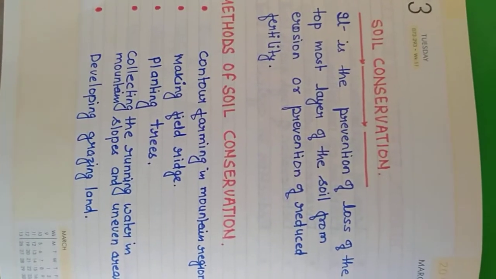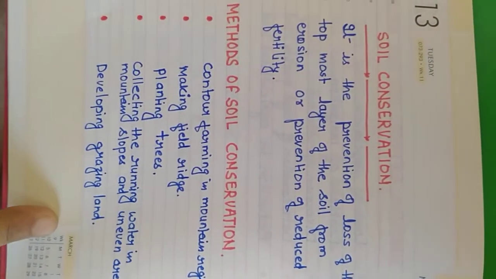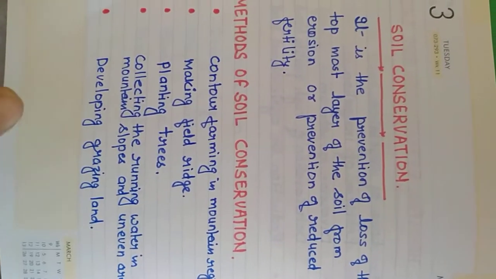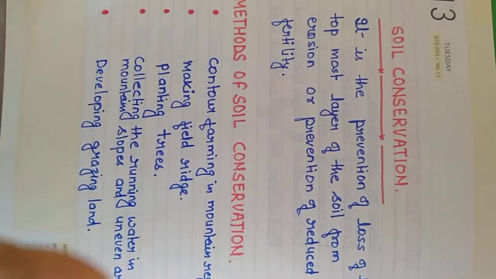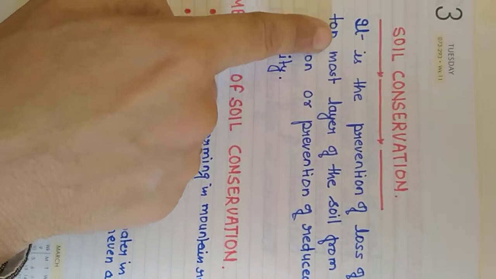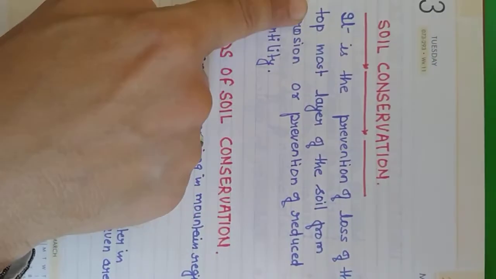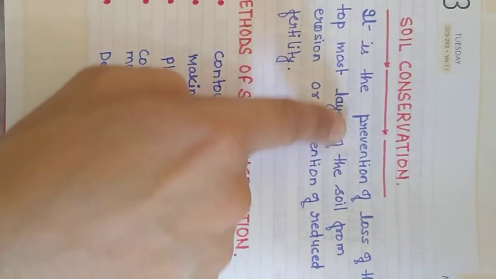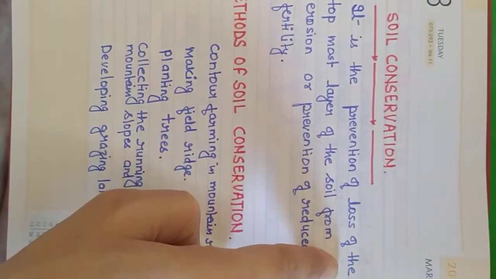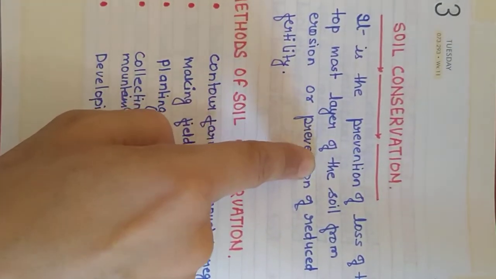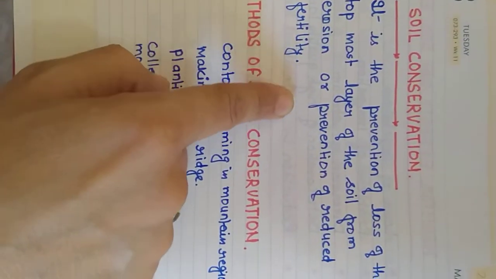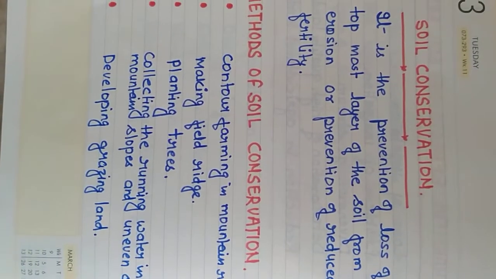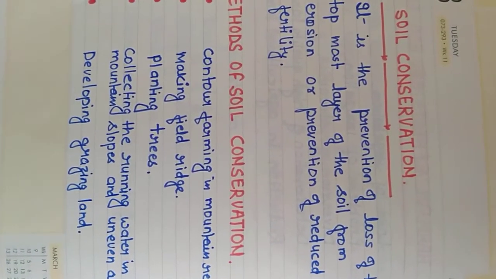So this is the important part I am going to tell you about, that is soil conservation. Several times questions have been asked from this topic, soil conservation. So what is the definition of soil conservation? It is the prevention of loss of the topmost layer. Prevention means to save. It's the prevention of the loss of the topmost layer of the soil from erosion or the prevention of reduced fertility. Anyhow, we have to prevent the soil from the reduction of fertility.